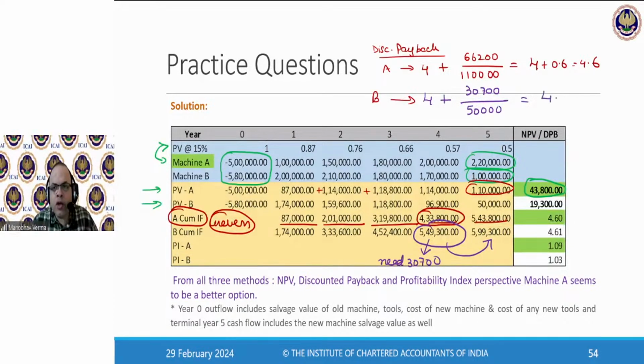So can you see what a close call this is? 4.60 versus 4.61. It is a very close call between project A and B, but slightly, project A is ahead, even for the discounted payback.